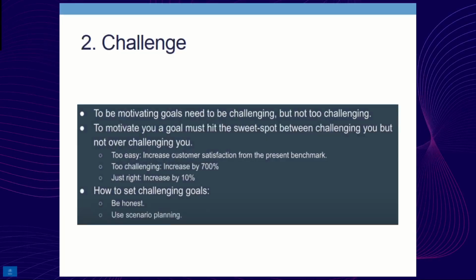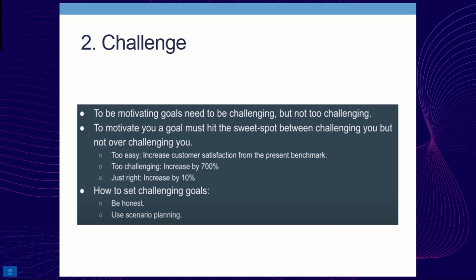Challenge. To be motivating, goals need to be challenging but not too challenging. A goal that is too easy to achieve won't motivate you to up your game and increase your performance. Similarly, a goal that you perceive as way beyond your capability won't motivate you either. It may actually demotivate you. For a goal to motivate, it must hit the sweet spot between challenging you but not over-challenging you.